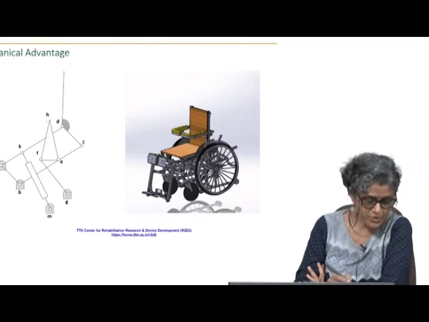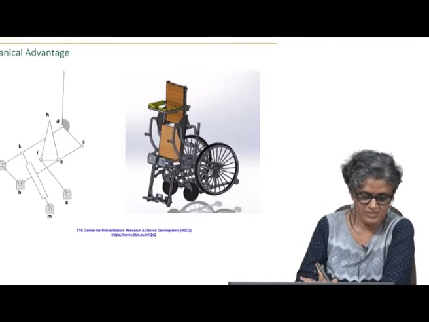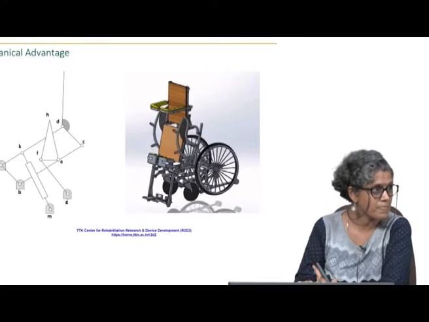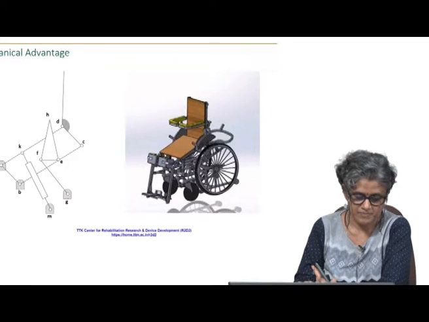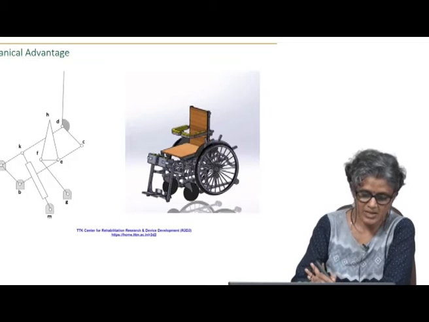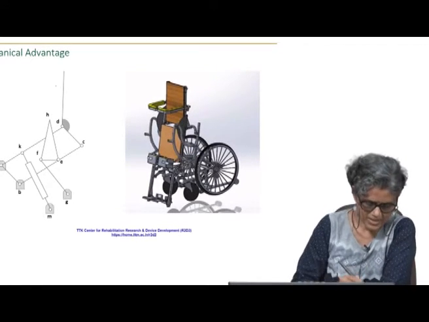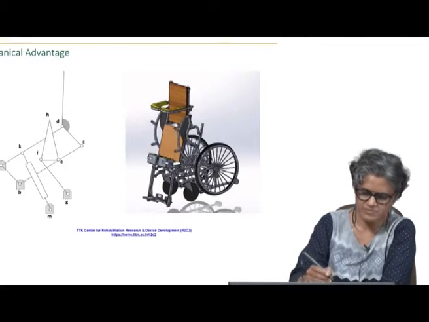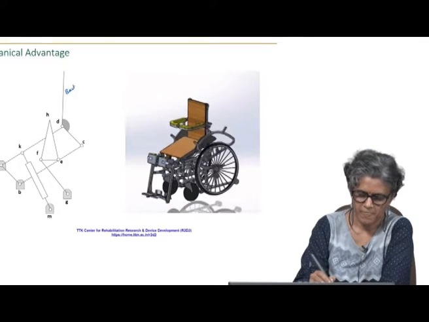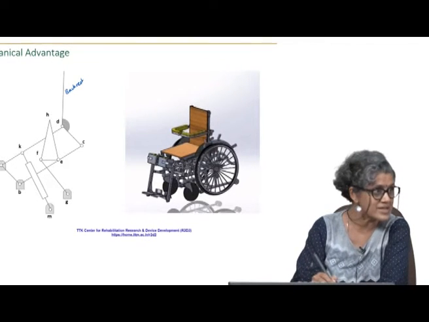What are the rigid points? These are the fixed pivots. E, D, no, D is not a fixed pivot, D is the backrest. D is the backrest of the, but this link, this is welded here.